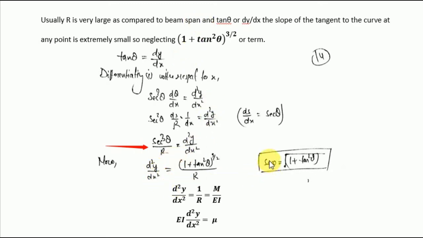We have the value of sec theta equal to under root 1 plus tan square theta, and here we have sec cube theta. We put this value in sec cube theta, and we have d2y upon dx2 equal to this value, 1 plus tan square theta to the power 3 by 2, and we neglect this term, or we can say we neglect sec cube theta, due to its extremely small value, because it is in terms of tan theta, or theta, which is very small.